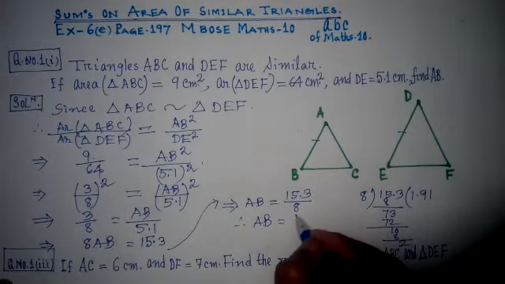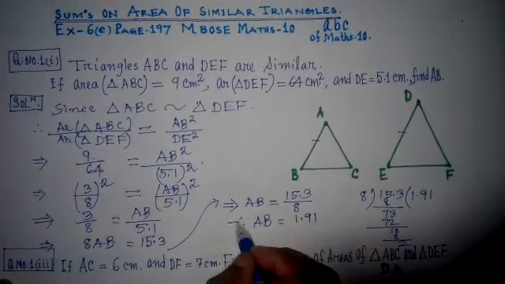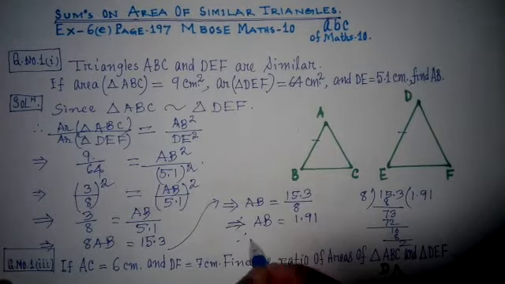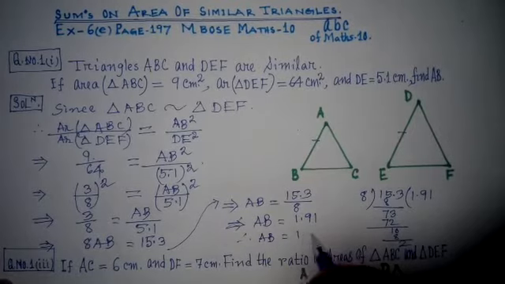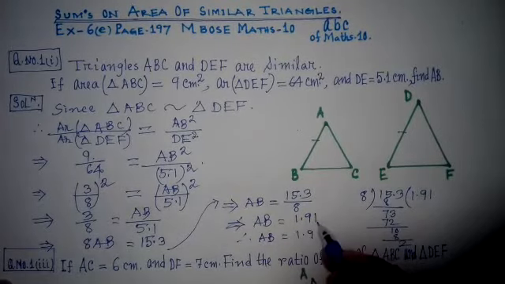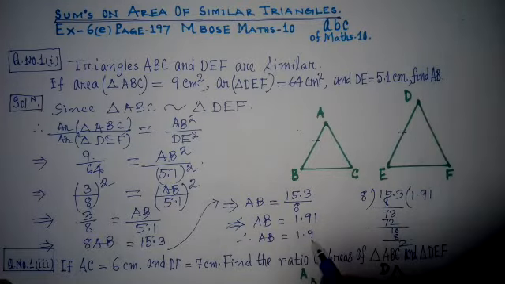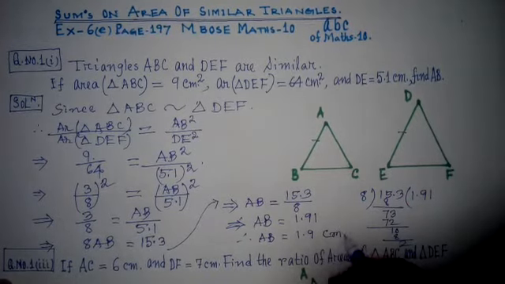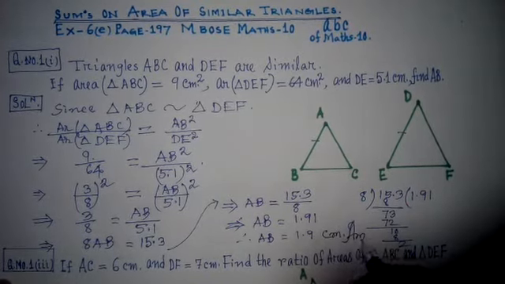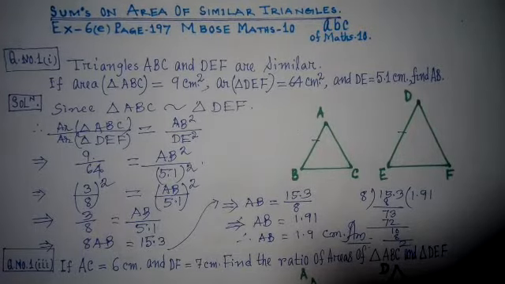So AB equals 1.91. That means we can write, therefore AB is equal to 1.9. The remaining digit is smaller than 5, so we can neglect it. The question is find the value of AB. AB is 1.9. The question is given in centimeter, so we have to write centimeter here, and that is the answer of the sum.